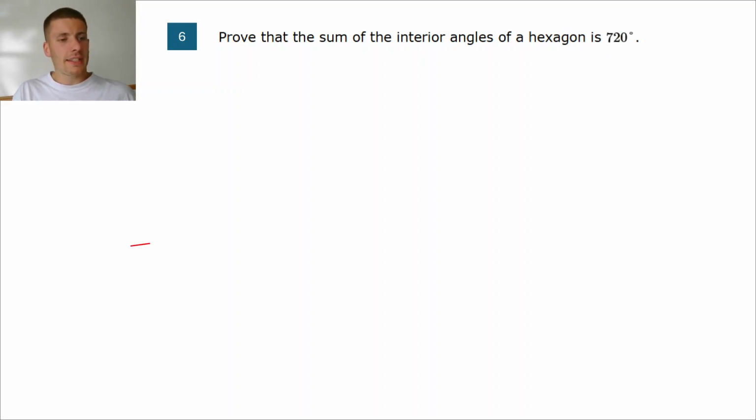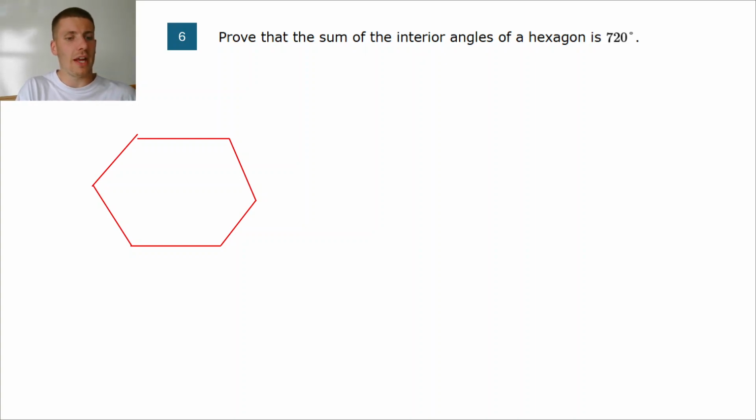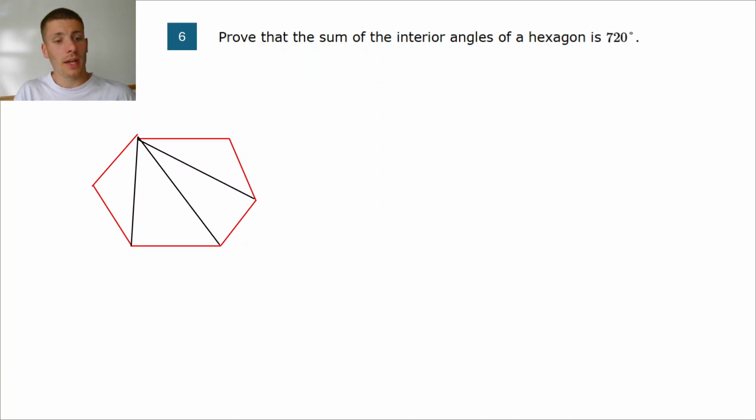So a hexagon has got 6 sides. So 1, 2, 3, 4, 5, and then 6. So what I'm going to do here is take a vertex and join up to the other vertices of the hexagon. And there we go. With proof by deduction, you've got to really write out your argument in logical steps, logical reasoning. So we know that the sum of the interior angles, the inside angles, in one triangle is equal to 180.